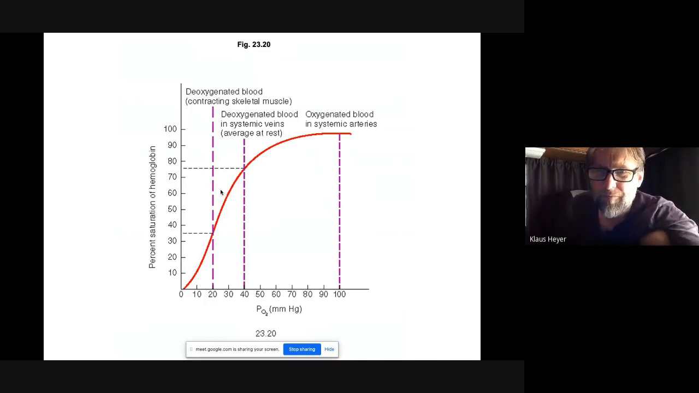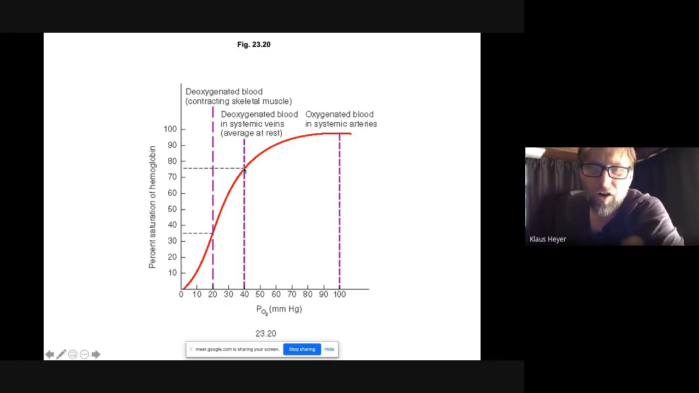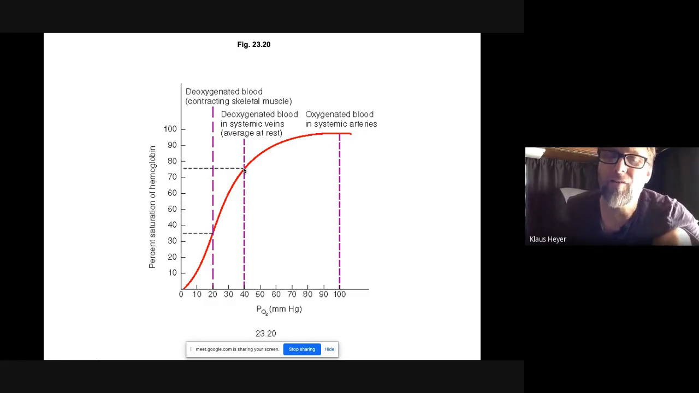Why do I have this? This is just showing you the pressures we talked about. It's about 100 in your arteries, so that's oxygenated blood leaving the heart, and then the deoxygenated blood on its way to the heart does have some oxygen in it. It does have a partial pressure of oxygen. It's just not as high. So there is some oxygen.